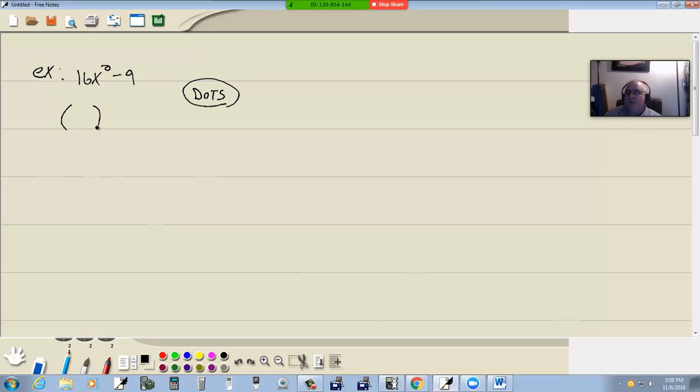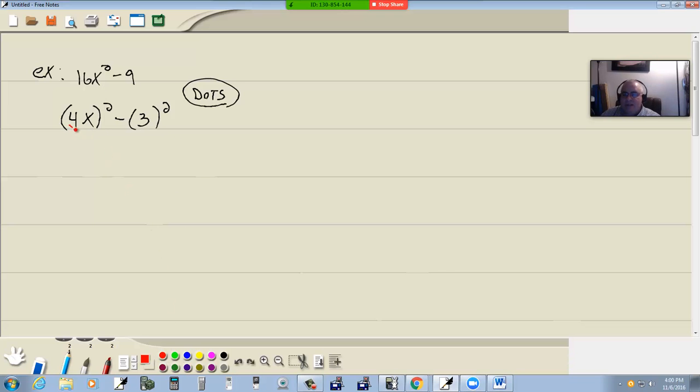With the difference of 2 squares, you try to rewrite it as something squared minus something else squared. You take a look at each individual piece and you ask yourself what times itself gives you that. For example, 16, 4 times 4. For the x squared, that's x times x. And for the 9, that's 3 times 3.